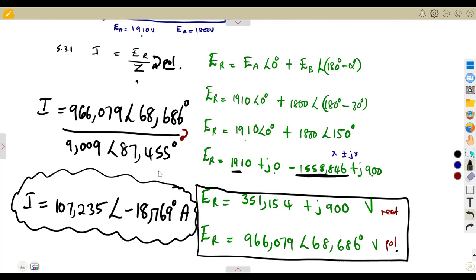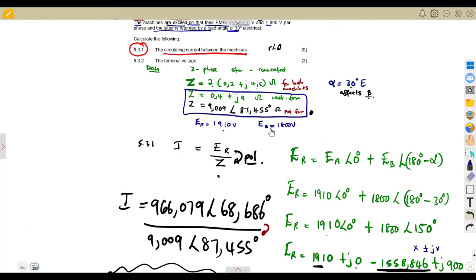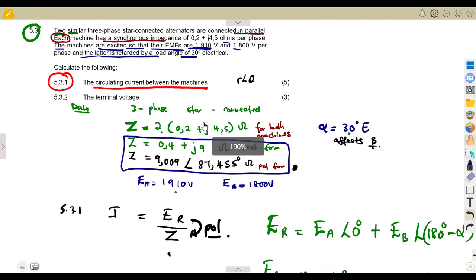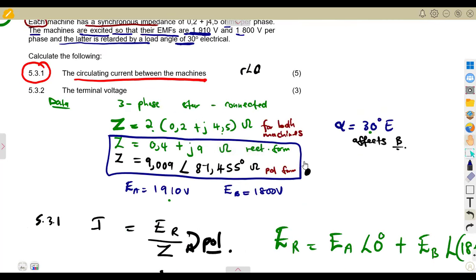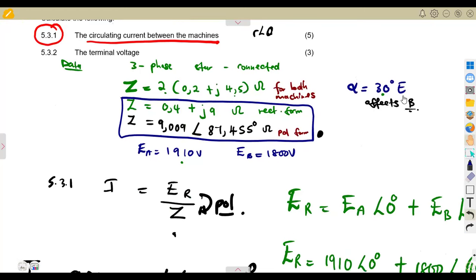You can write it in rectangular form, it's up to you. So actually, you can just write your current as 107.235 amps, which is the synchronized circulating current, the one that is affecting our circuit. They are going to ask you these typical questions. You are supposed to be very, very careful. Then you are being asked, so that was it, the 5 marks.